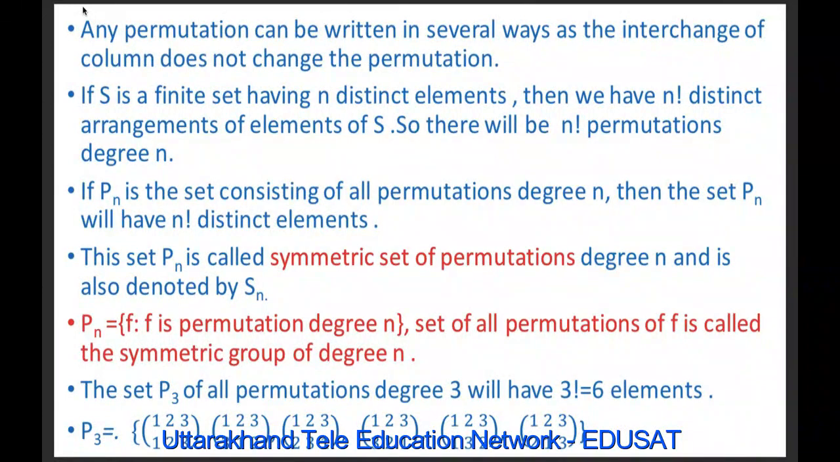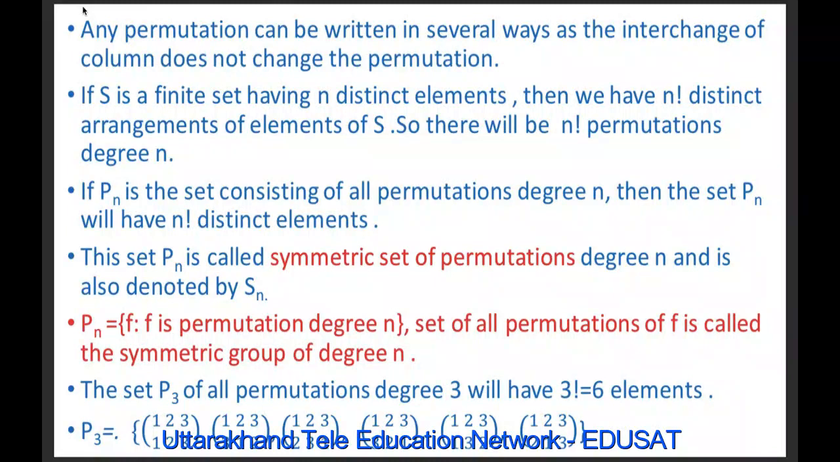If S is a finite set having n distinct elements, then we have factorial n distinct arrangements of elements of S. So there will be factorial n permutations of degree n. If Pn is a set consisting of all the permutations of degree n, then the set Pn will have factorial n distinct elements. This set Pn is called the symmetric set of permutations of degree n, and we also denote it by Sn. If Pn is equal to the set of all f such that f is a permutation of degree n, then the set of all permutations is called the symmetric group of degree n.